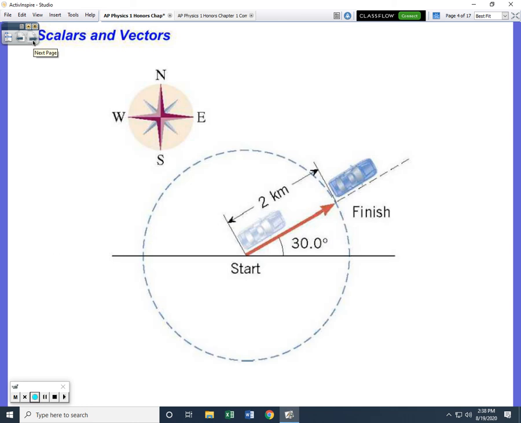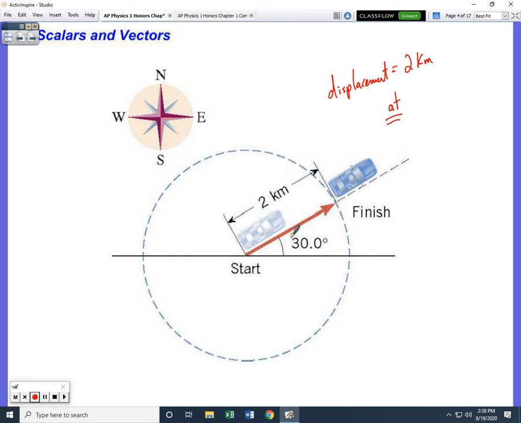This is a great example. So this is a displacement vector. We know that this car traveled 2 kilometers, and then we've got this 30 degrees over here, and we know north, south, east, and west. So I would argue that the displacement of this car is 2 kilometers, but that's just the distance it traveled. And then we would say at, so that's saying something about its direction.